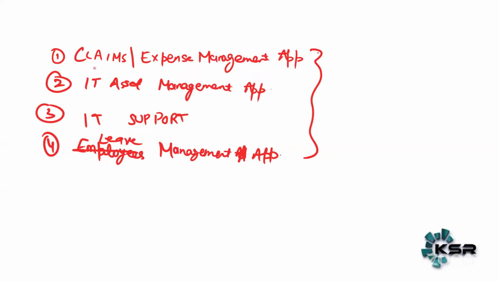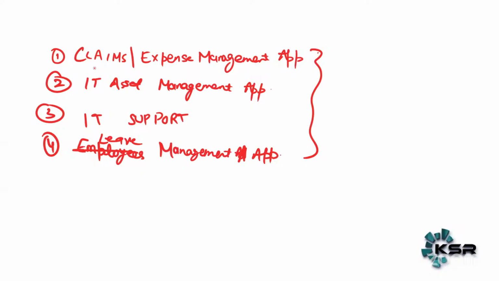In claims, let me tell you one by one what will happen in each project. In the claims or expense management app, all of you who are working professionals, if you incurred any expense related to your work, might be your broadband bills, your flight tickets when you are traveling to the client location, or some certifications that you're doing, and you want to apply for reimbursement, we will be creating that app here. Clear with the first project?